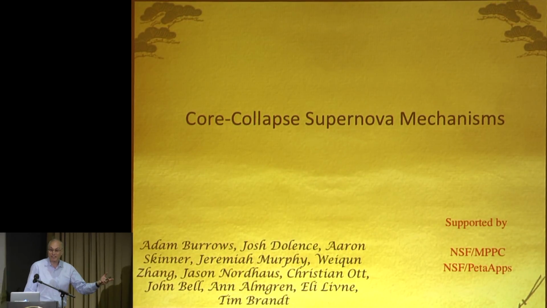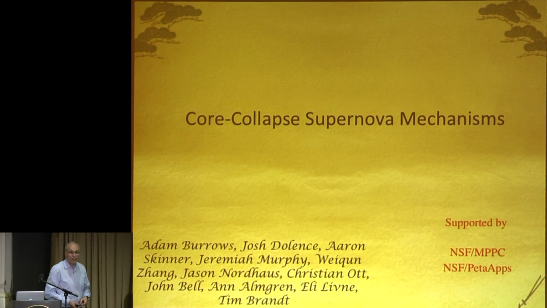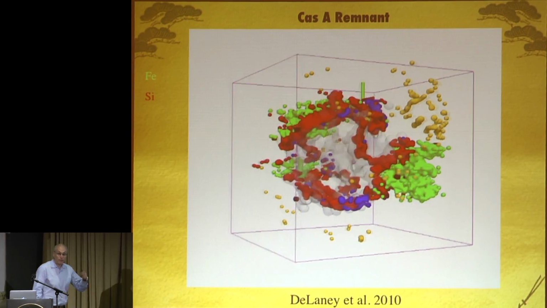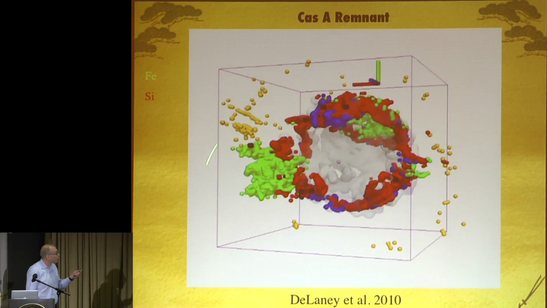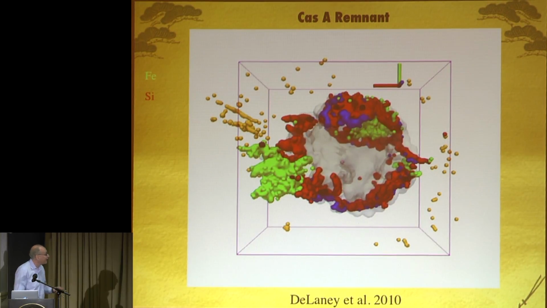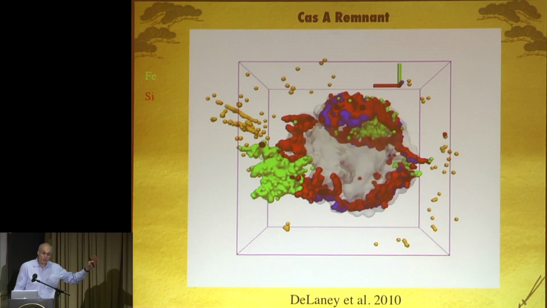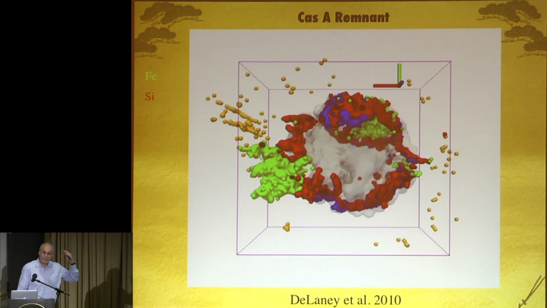Nature does this effortlessly, and we have to use computers to actually simulate the complications that seem to be central to the mechanism. And so one of the things we have to be able to explain is this. This is a nice distribution with X-ray data of the iron and the silicon in Cas A. And the basic point here is that this is not spherically distributed. That there are clumps, tendrils, fingers, and bubbles in these structures that we have to explain.